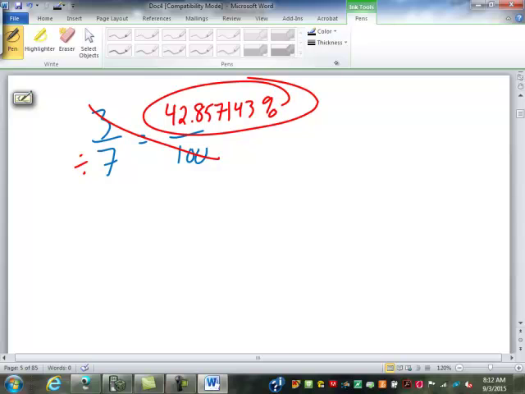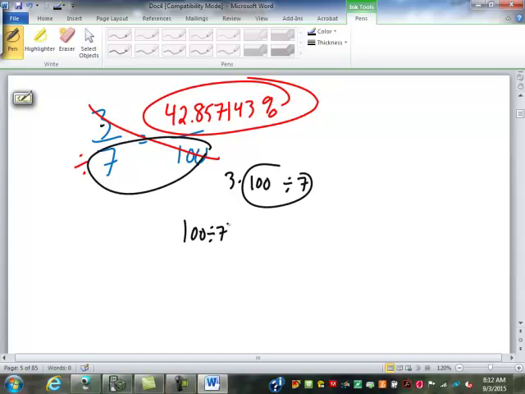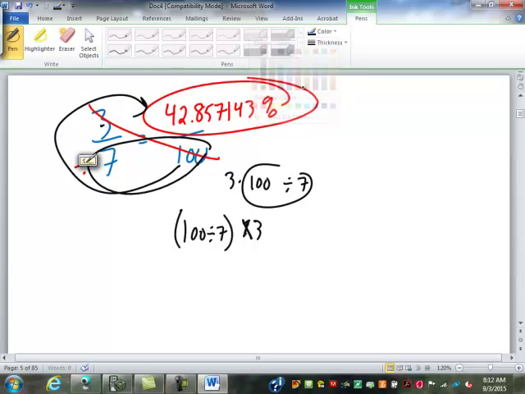For me, it's easier if I take 100 divided by 7 and multiply the 3. Okay. And that's exactly the same process. You do 3 times 100, then divide by 7. Or you're doing 100 divided by 7, and then times 3. Same process, just different order. Any other questions?